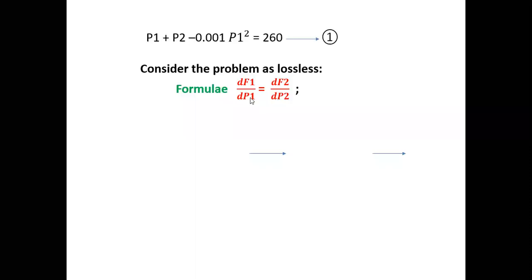So that's why we are assuming that df1 by dp1 is equal to df2 by dp2. Then you will get this equation. Then tell me P1 and P2 by solving these equations. Very good. Some B8 is giving that P1 is equal to 240 megawatt and P2 is equal to minus 20 megawatt. No. So how can you get minus 20 megawatt?